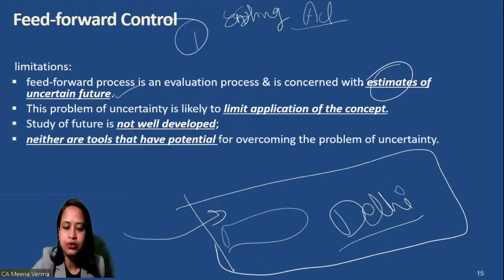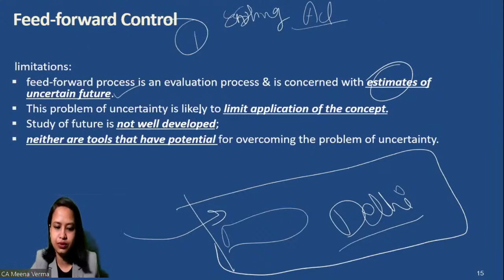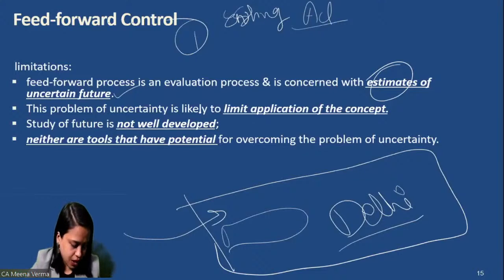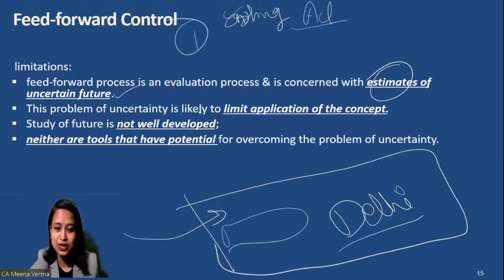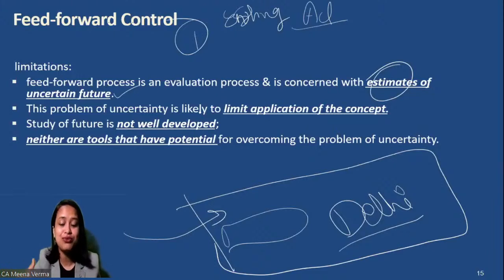Now, this problem of uncertainty is likely to limit application of the concept, since the forecast is not that easy. Yeah, forecasting the future is not easy, है ना? See, in our subject, strategic cost management and performance evaluation, we are considering the internal environment and the external environment for taking decisions for our business organization. Considering everything is not so easy a task, and that is why I have already told you the subject is not that easy.